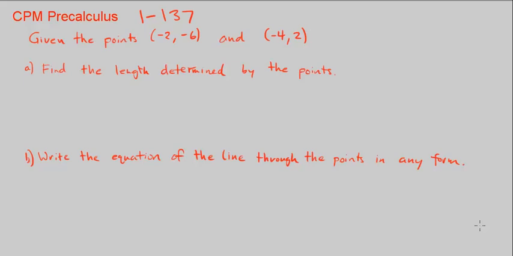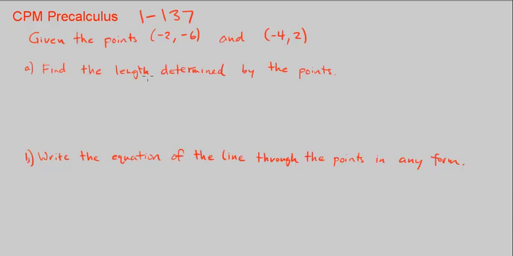This is CPM Precalculus Chapter 1, number 137. Given the points (-2, -6) and (-4, 2), Part A asks us to find the length determined by the points. In Part B we're asked to write the equation of the line through the points in any form.